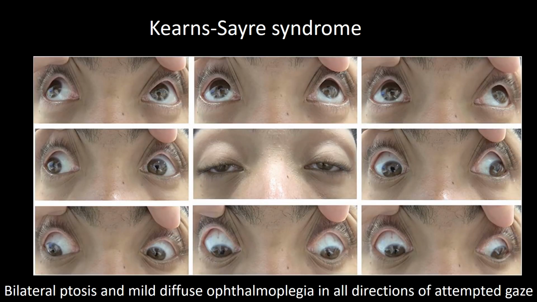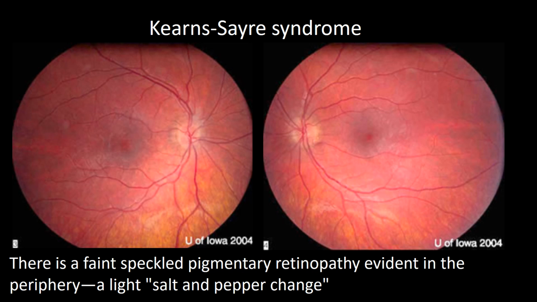Patients with Kearns-Sayre syndrome, in addition to having ptosis, also have progressive external ophthalmoplegia, as you can see in this photograph. Here it is expressed by adduction failure of the left eye when looking up and to the right, and right abduction deficit when looking to the left. Patients with Kearns-Sayre syndrome have a peculiar fundoscopic abnormality, described as salt and pepper changes.